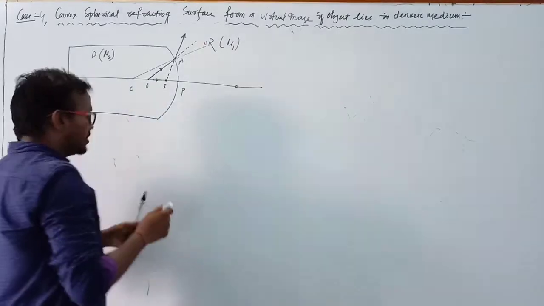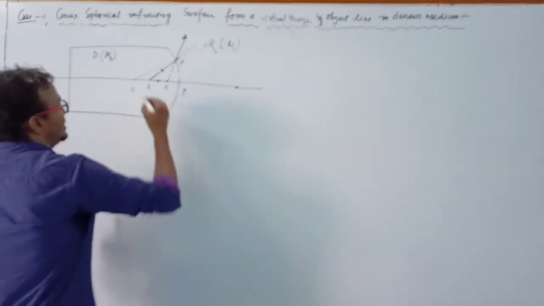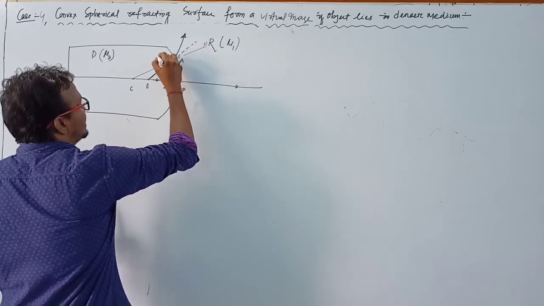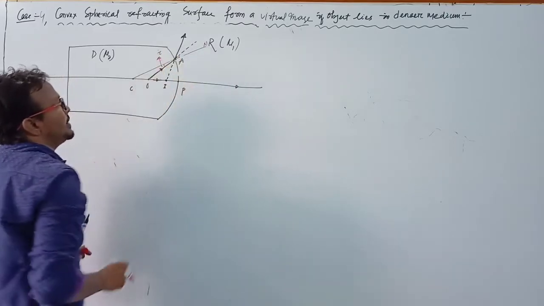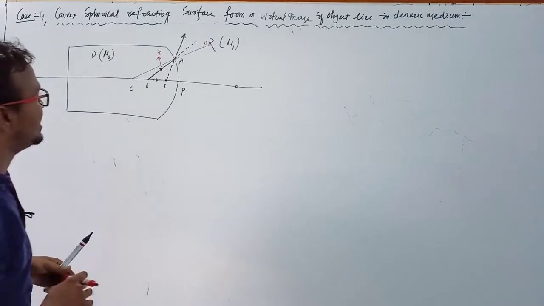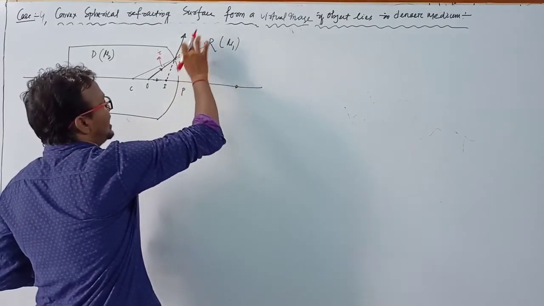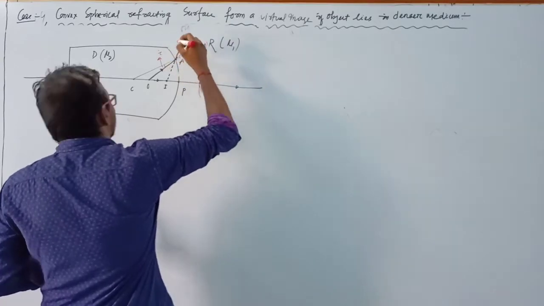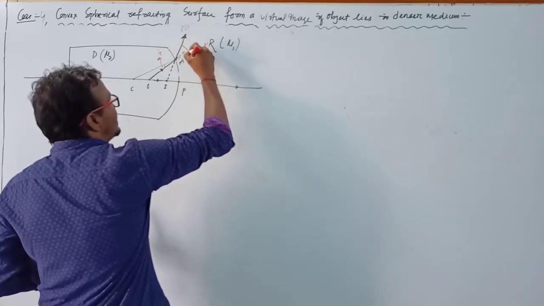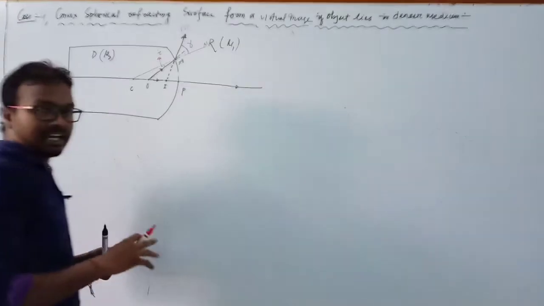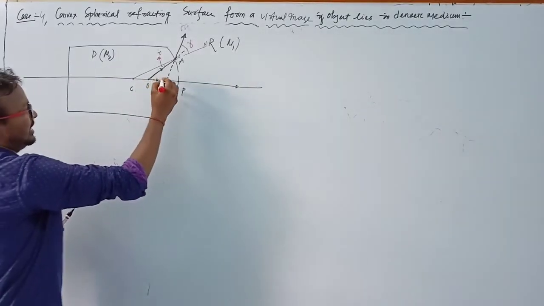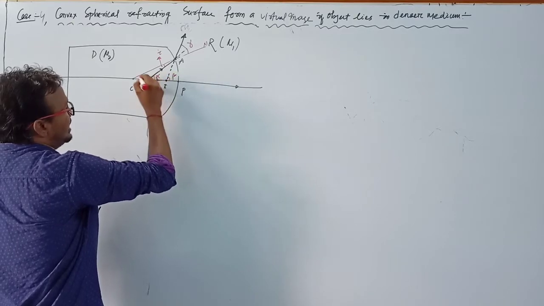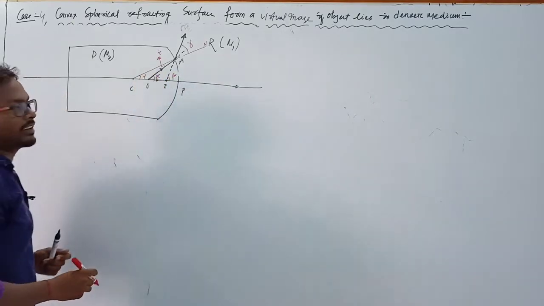So first we have to draw the angle of incidence. It is the angle between the normal and the incident ray. So this angle is known as the angle of incidence. Again, what is the angle of refraction? It is the angle made by the refracted ray with this normal, and this angle is known as R. Suppose this angle at the object is alpha, this angle is beta, and this angle is gamma.